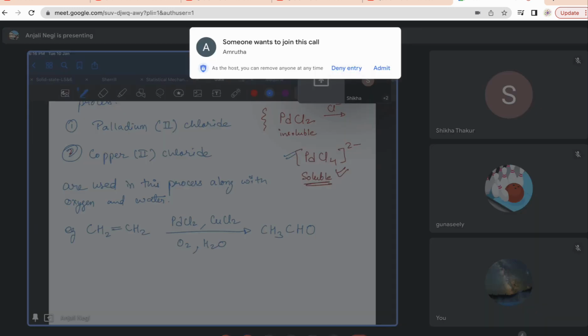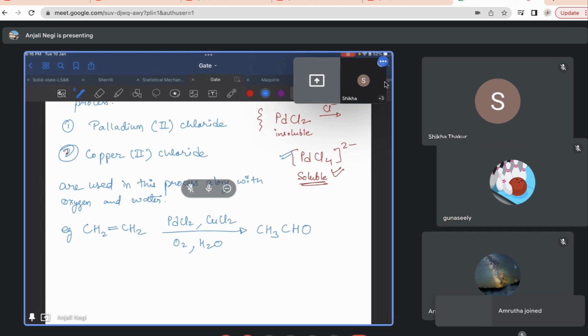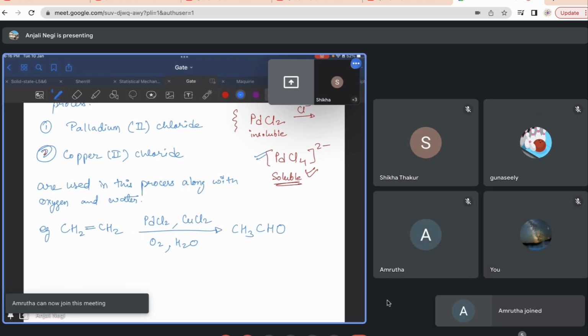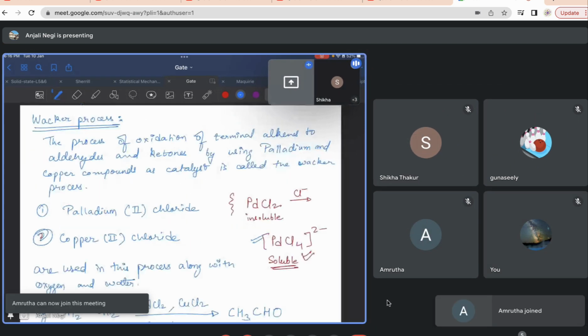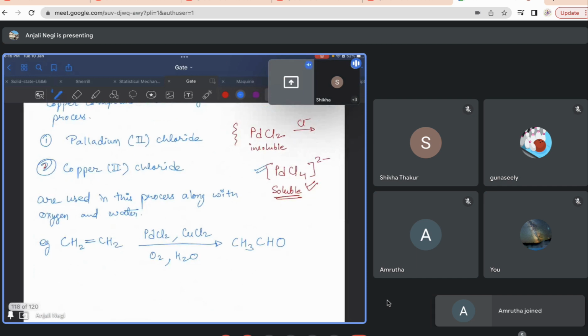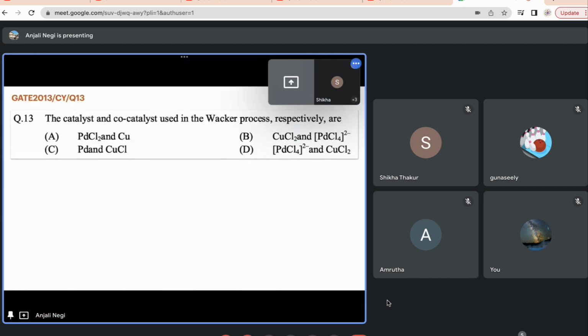Okay, so going back, yes, this was the Wacker process. Now getting back to our problem. As you have just seen, the correct option must be option D.